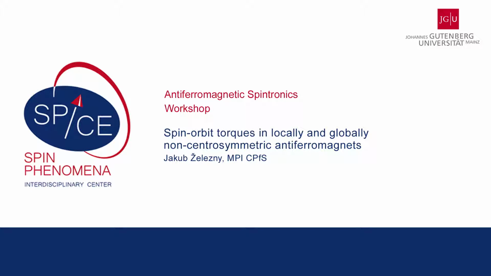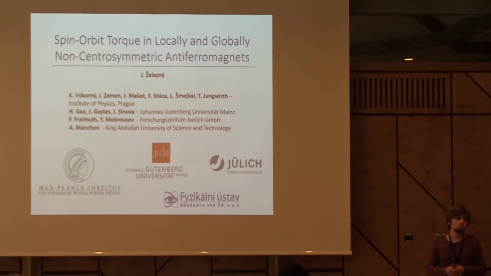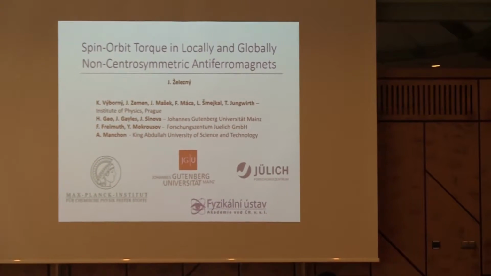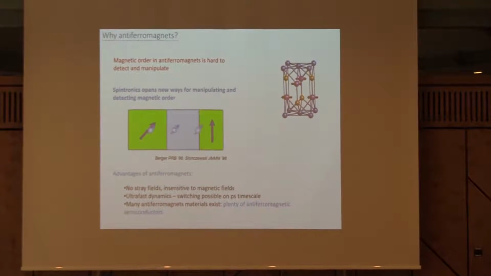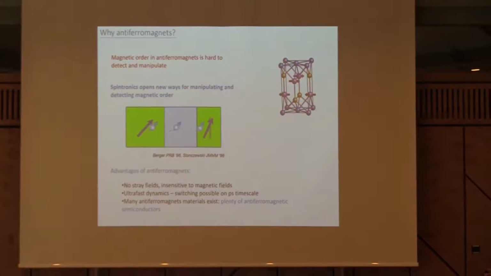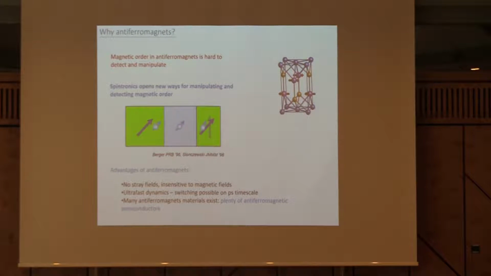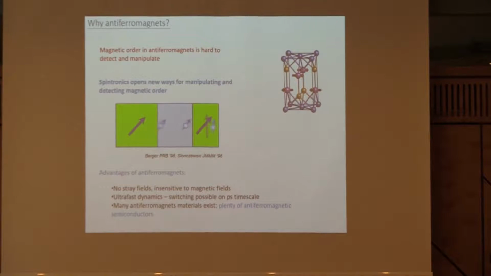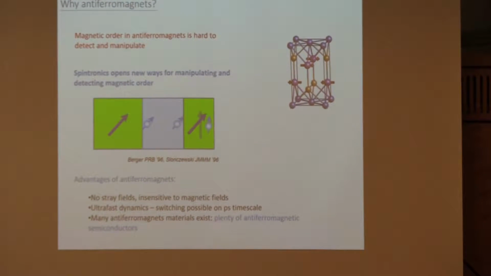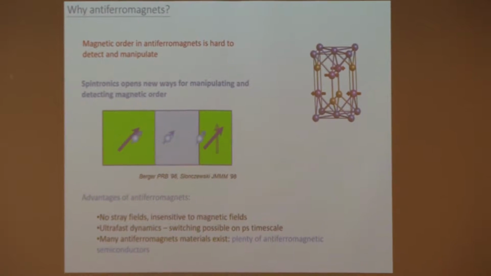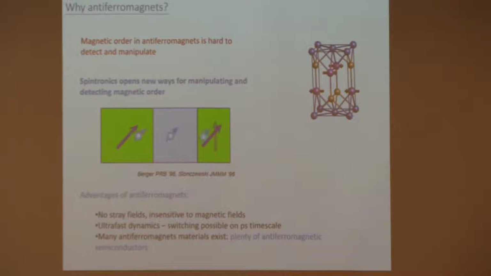Okay, so I will continue about the spin orbiters and I will talk about the theory side. I don't have to talk much about antiferromagnets in general, and why we are interested in them, because we already heard many thoughts on this topic. One thing I will say is that the big problem with antiferromagnets is that the magnetic order is quite difficult to manipulate.